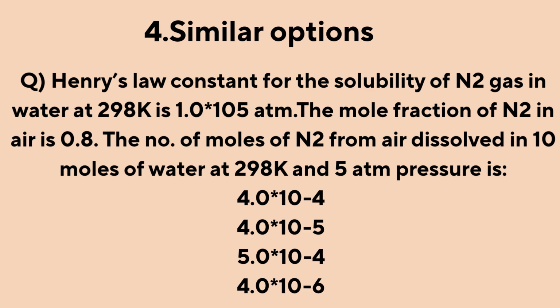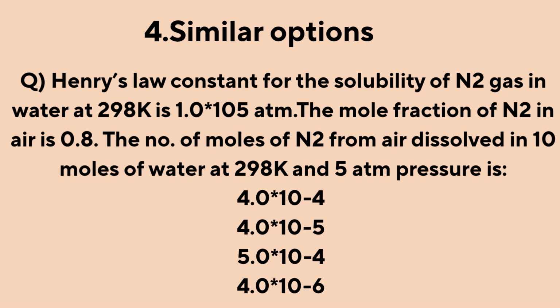Now the fourth method, similar options. You have 4 options. If some options are similar to each other, then the probability of getting the answer from those similar options is high. To understand this, for example, Henry's law constant for the solubility of N2 gas in water at 298 Kelvin is 1 into 10 power 5 atmosphere. The mole fraction of N2 in air is 0.8.